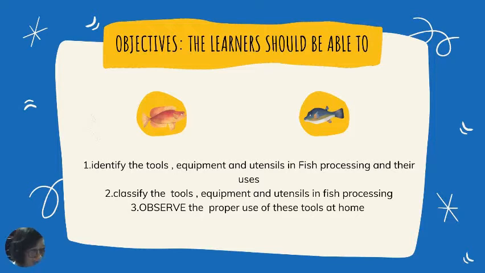What are the objectives? The learners should be able to identify the tools, equipment, and utensils in fish processing and their uses. Number 2, classify the tools, equipment, and utensils in fish processing. And number 3, the learners should be able to observe the proper use of these tools at home.